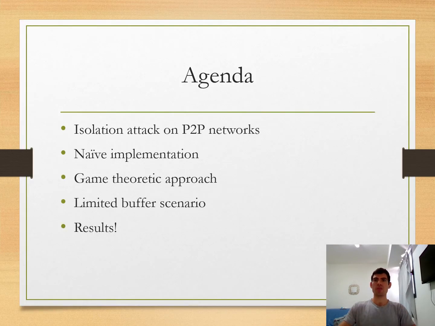In this talk, I will first describe the isolation attack on peer-to-peer networks, an attack in which the attacker separates parts of the network by manipulating the way the peers choose their connections. We will first show how a naive implementation of the peer-to-peer protocol may accelerate the attack. Then, we will present the game-theoretic approach that was discussed in the paper, modeling the interaction between the defender and the attacker as a game, where the attacker obtains different types of peers at different costs, and the defender should choose his connections out of the available peers.